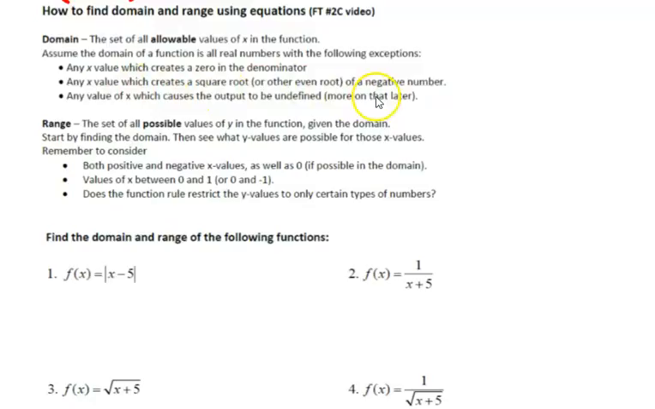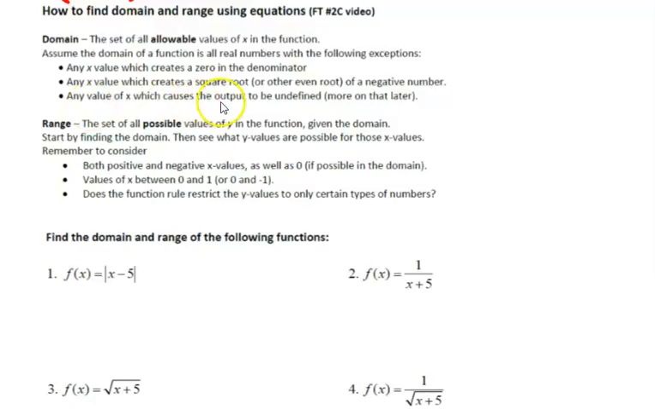You also can't take the square root or any other even root, like a 4th root or a 6th root, of a negative number. So are there any x values that would cause you to take the even root of a negative number? If so, those x values are not allowed.